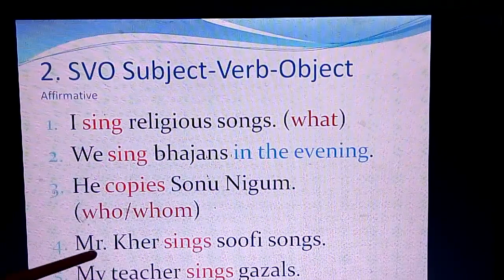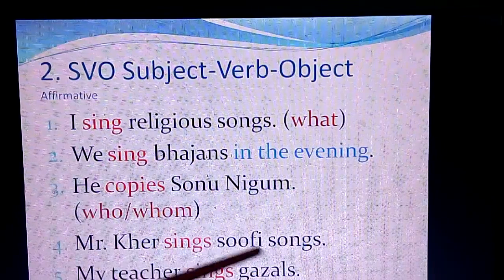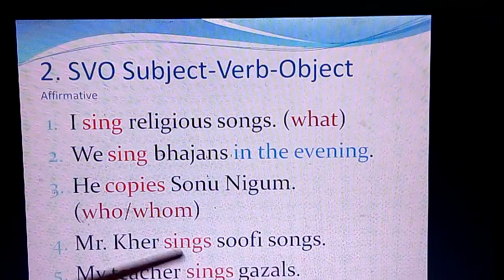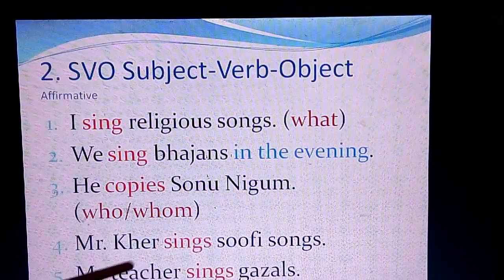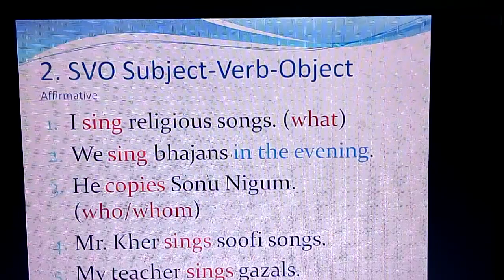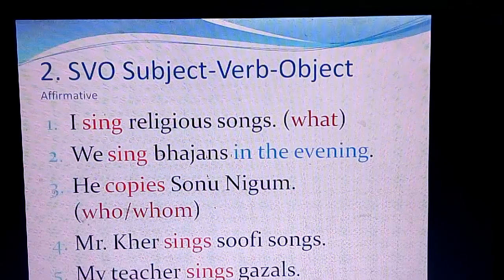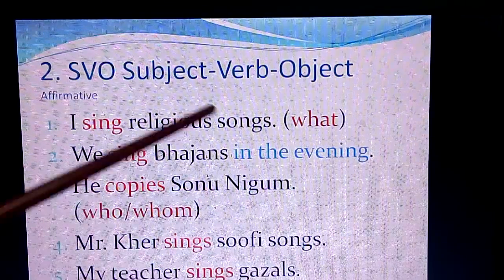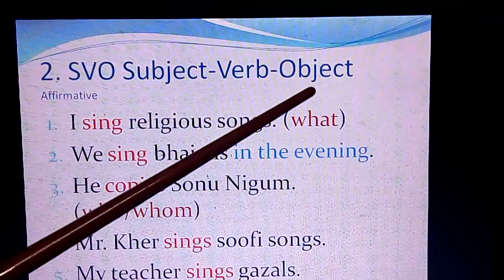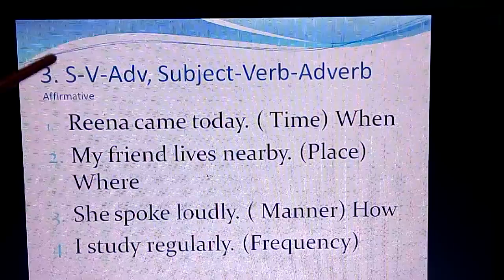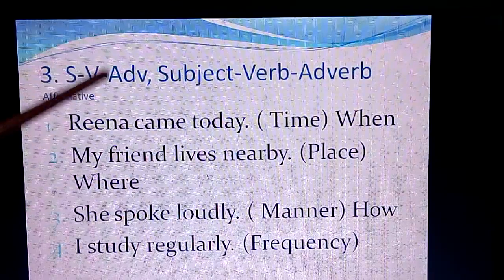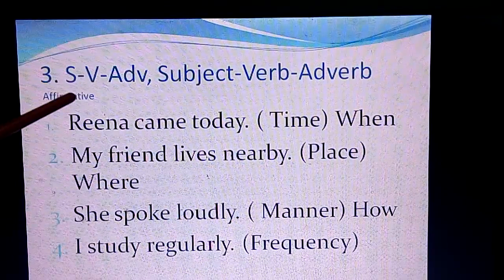Okay, so Mr. Kerr sings Sufi songs. Mr. Kerr sings something. What? So like that. My teacher sings ghazals. What does he sing? Ghazals. So subject, verb, object. And this brings us to the third one in affirmative sentences.